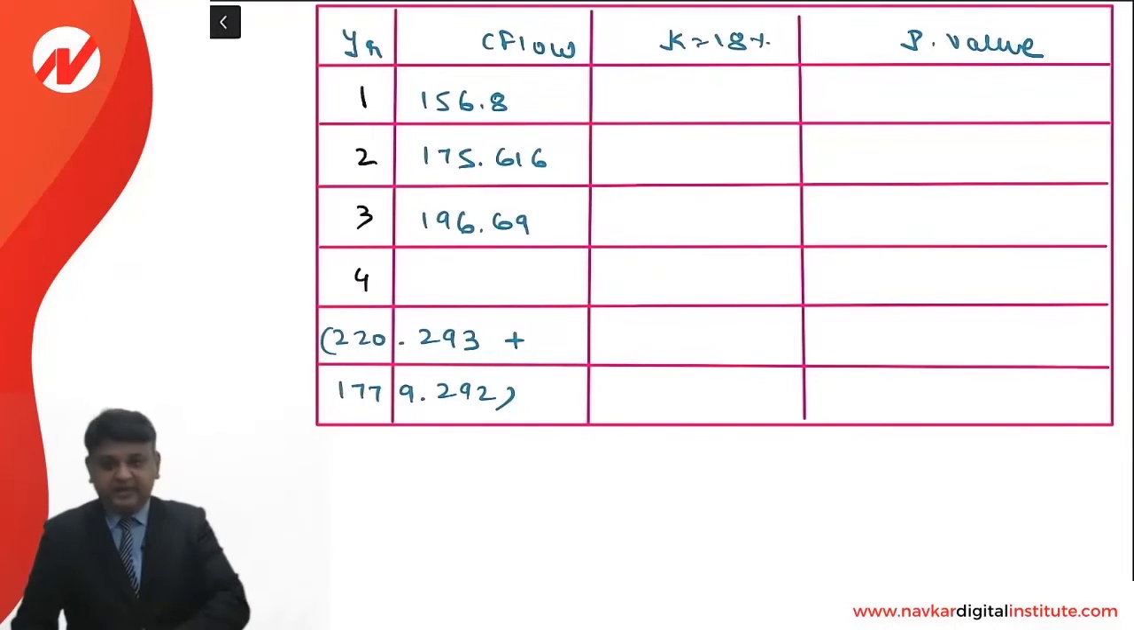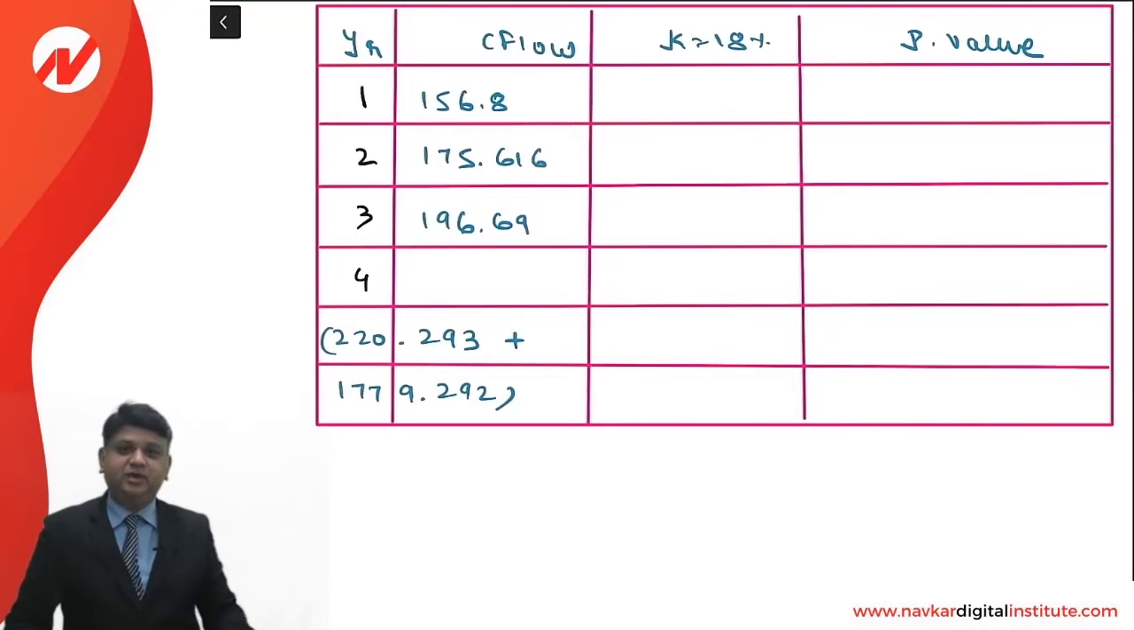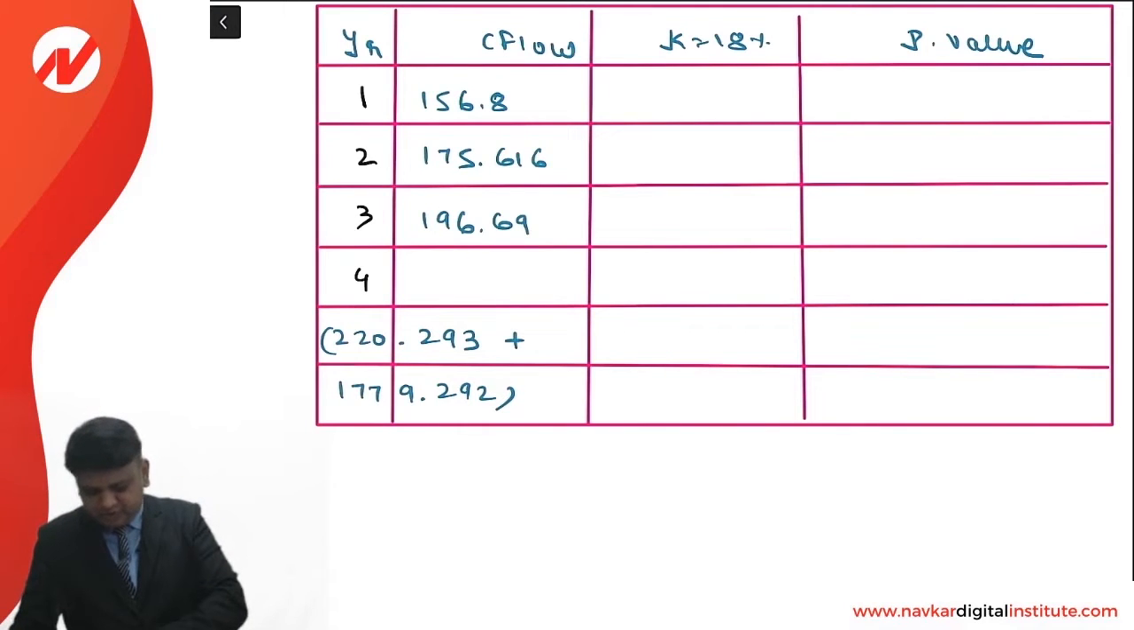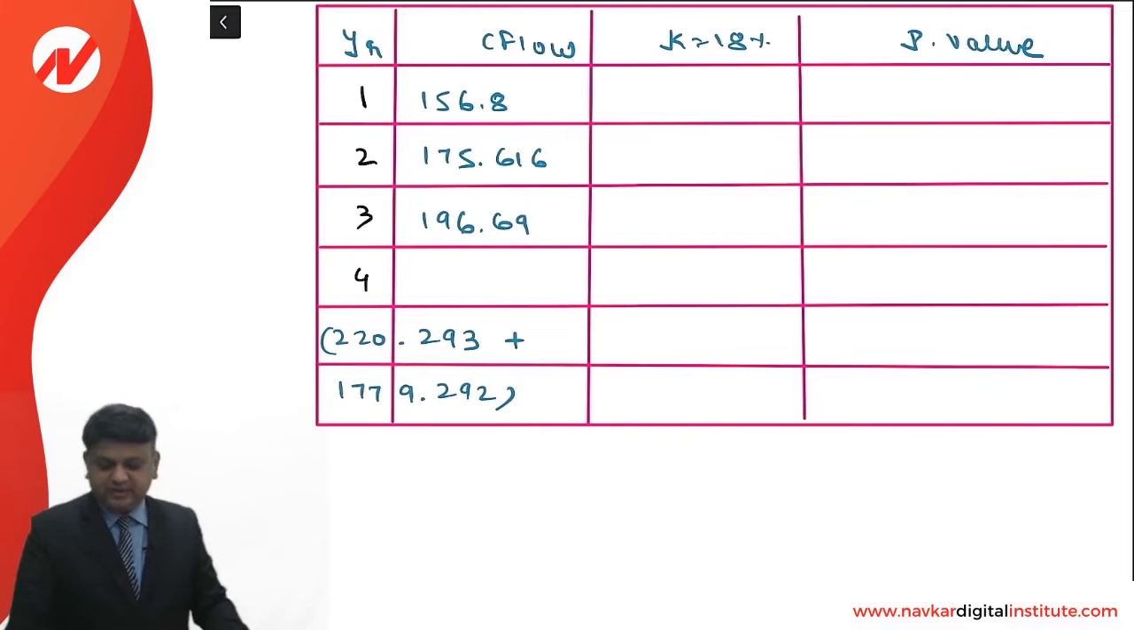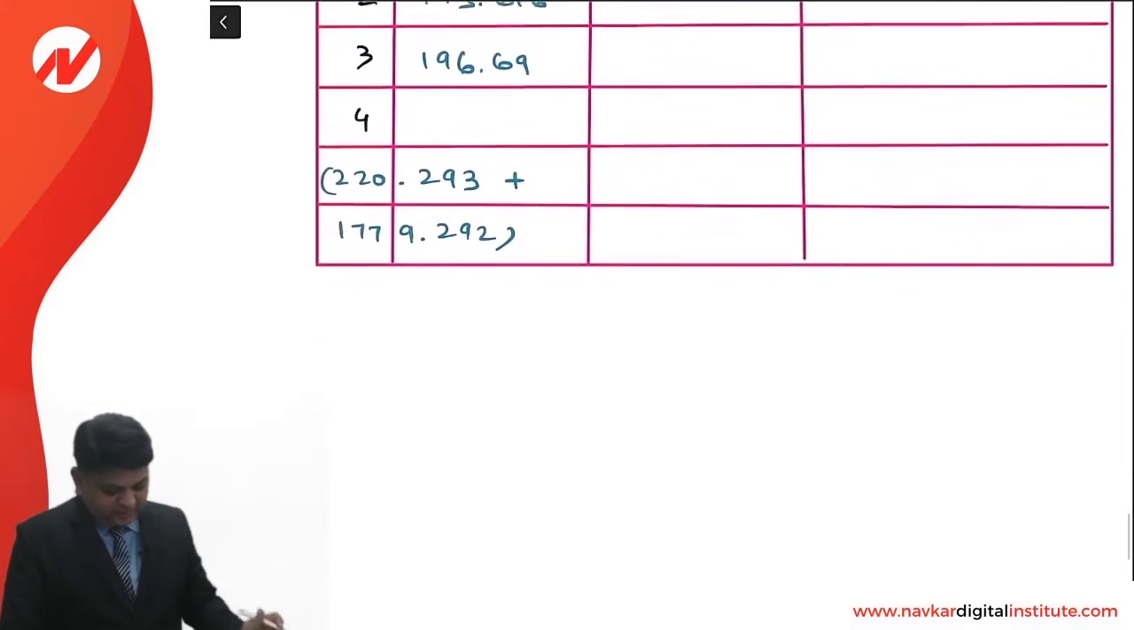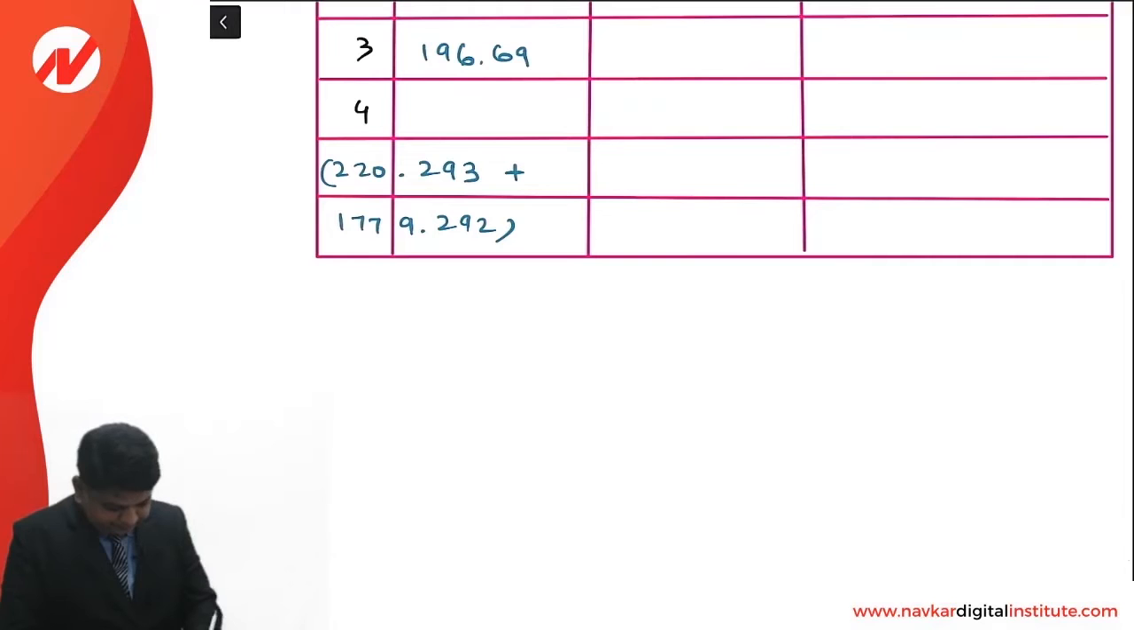So friends, we will be having year 1 cash inflow in form of dividend income. Second year it is again dividend income. Third year it is again dividend income. Last year, apart from the dividend income, P4 value. So it is 220.293 plus 1779.292. So the total of both of them is 1,999.585.